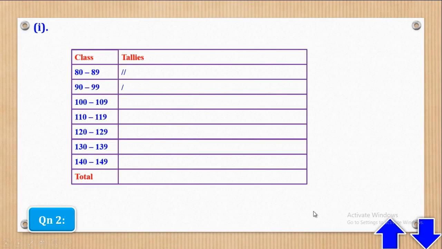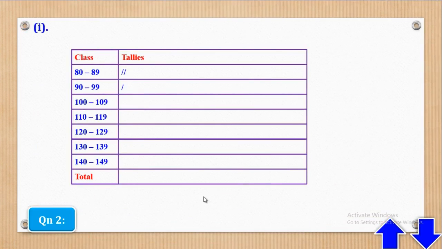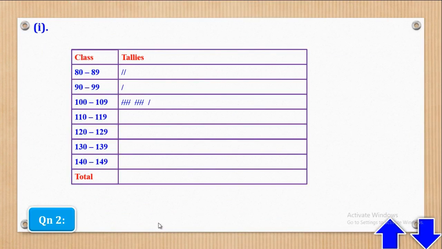Next will be from 100 to 109. So I'll come here, remove this, highlight this. I realize they are 1, 2, 3, 4, 5, 6, 7, 8, 9, 10, 11. So I'll put tallies corresponding to 11. The next will be 110 to 119. So I'll remove this and put this. I realize that they are 1, 2, 3, 4, 5, 6, 7, 8, 9, 10, 11, 12, 13, 14, and 15. So I'll put tallies corresponding to 15.